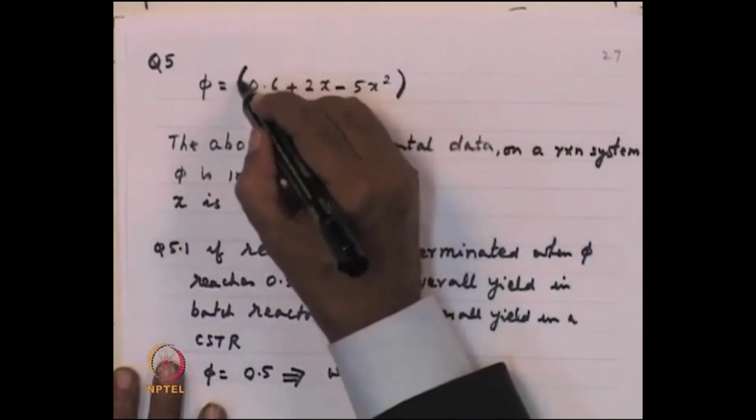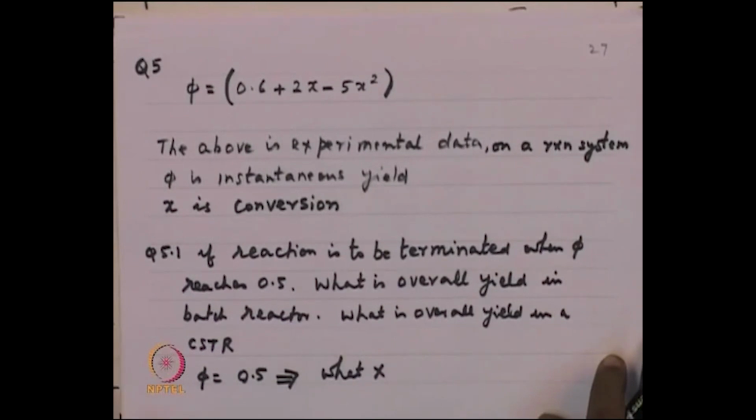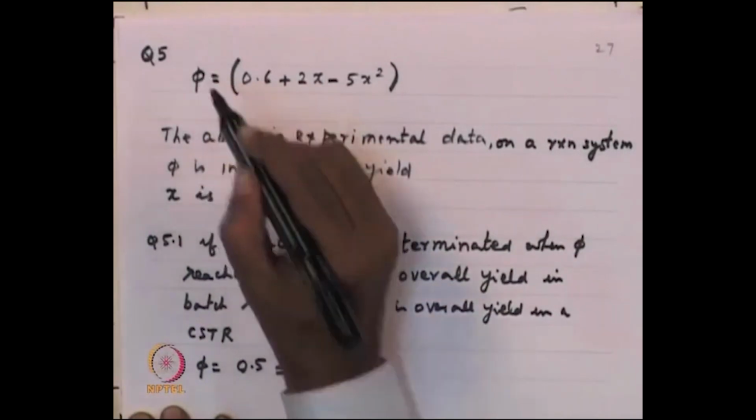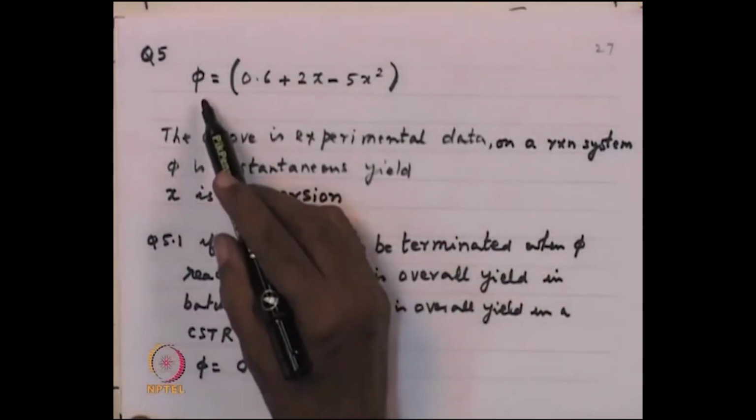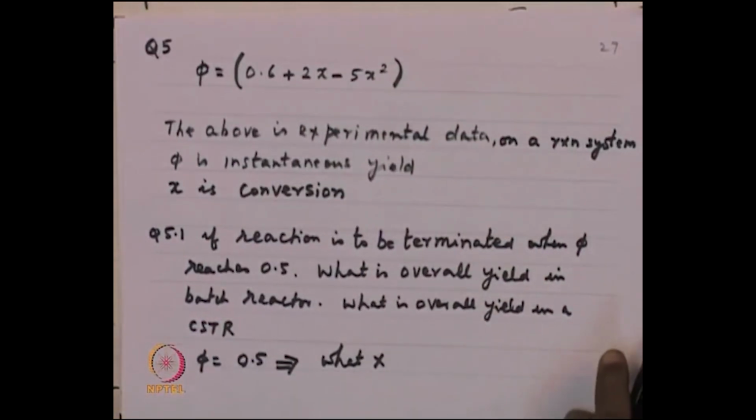So, with this background, I want to quickly look at this exercise. We have an exercise here which I have also taken from Denby only. Let us just read out the problem statement. Experimental data on a reaction system has been found to look like this, but the instantaneous yield is related to conversion by this functionality. Now, how does it come?